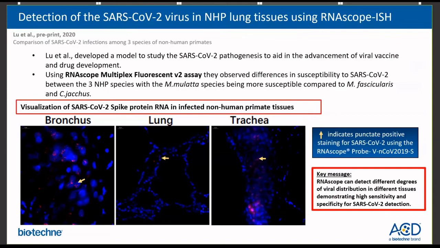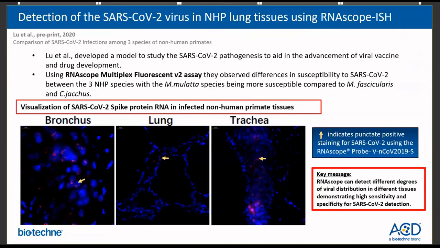So these researchers evaluated various families of non-human primates to identify an accurate model to study the infection. And they found out that M. mulatta was more susceptible to the infection compared to M. fascicularis and C. jacchus. So they used the RNAscope fluorescent assay to look at the viral distribution in different tissues, really demonstrating the high sensitivity and specificity for SARS-CoV-2 detection.